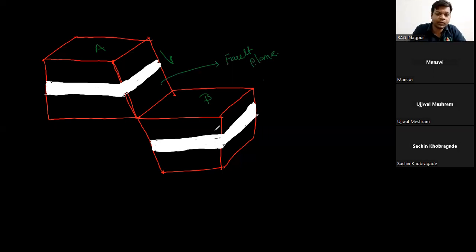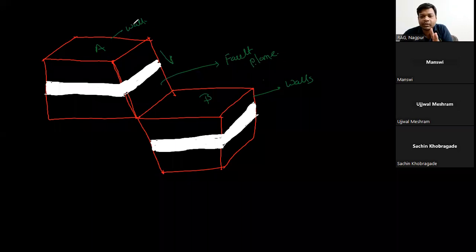Now these two blocks are basically called walls. Now there are two terminologies: hanging wall and footwall. One is the hanging wall, another one is footwall. Which is hanging wall, which is footwall? Just kindly tell me, anyone.